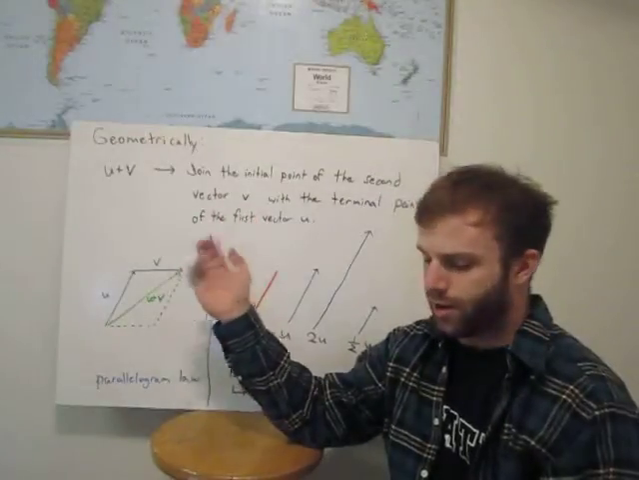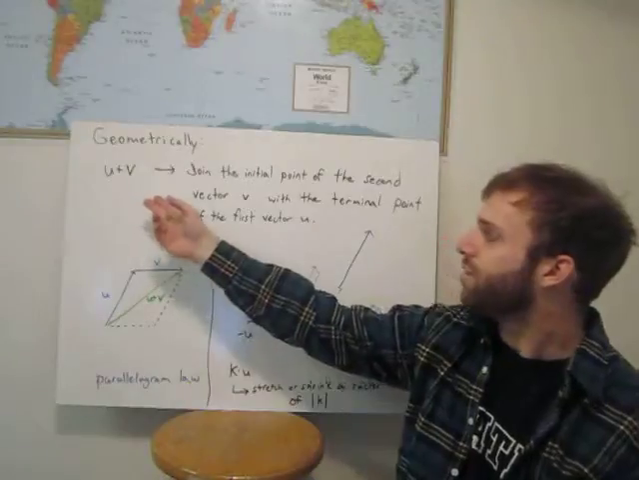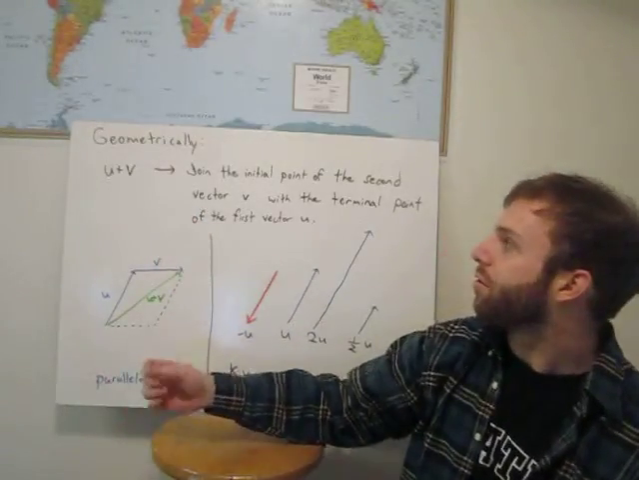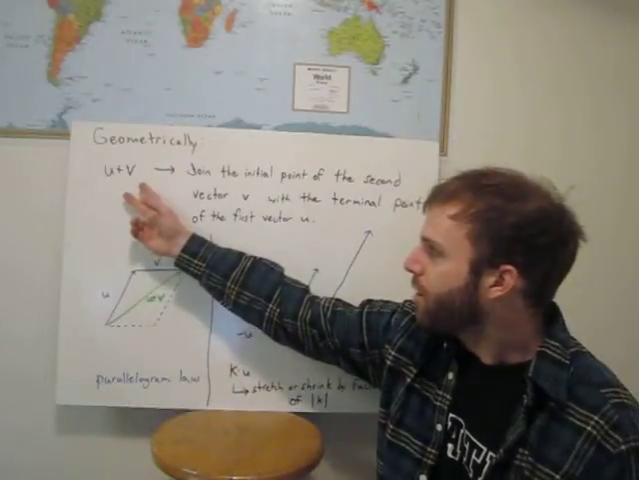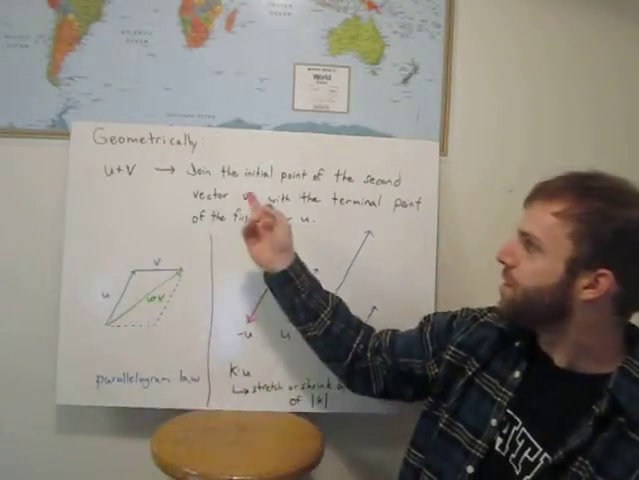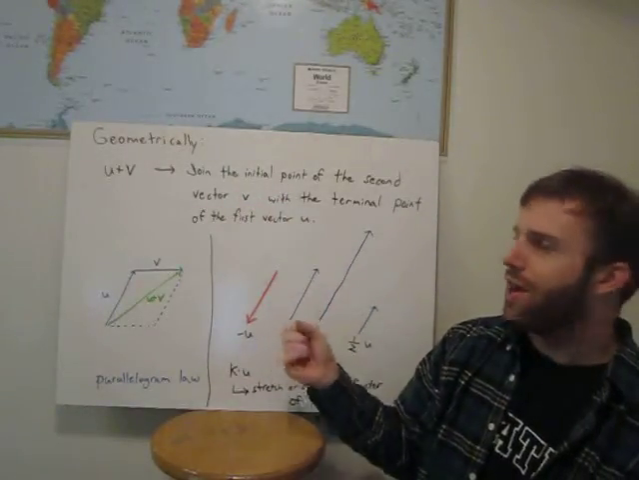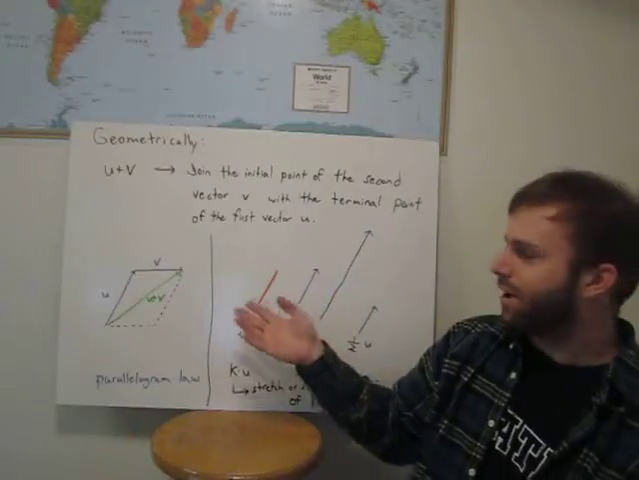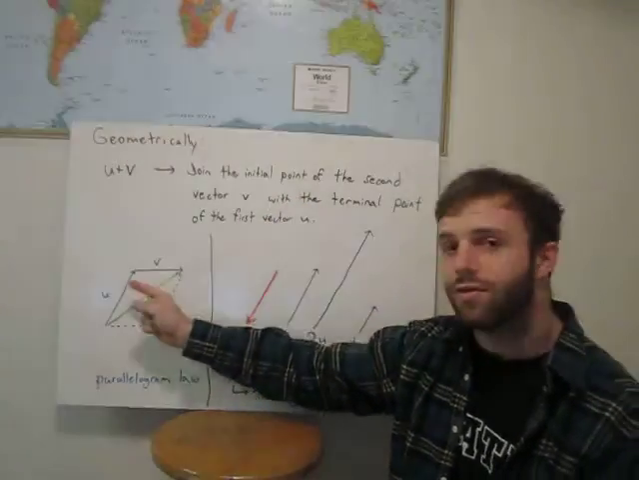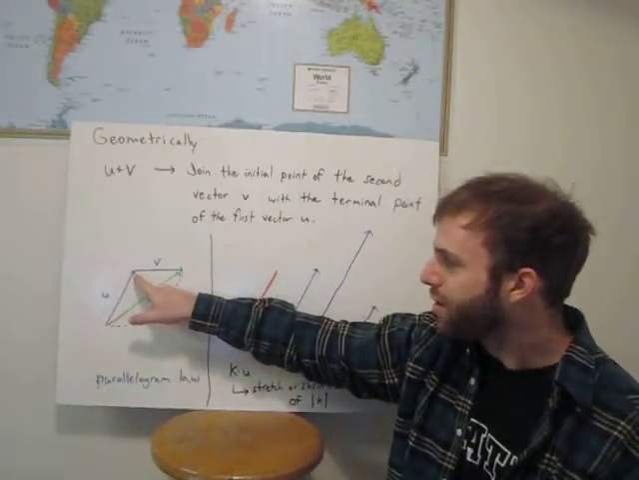Alright, so another way to look at this is geometrically. If we've got u plus v, sometimes you want to just be able to visualize what's really going on. If we have vectors u plus v in different directions, or even in the same direction, we're going to join the initial point of the second vector v with the terminal point of the first vector u. As you see, the initial point for v is right here at the terminal point of u.